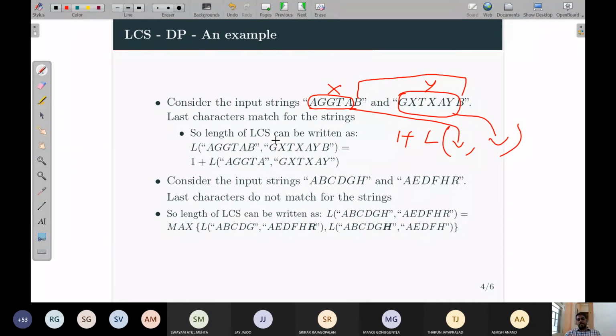So the length of LCS can be written as the length of this, which is what we are trying to find out, is equal to 1 plus, because already one match, plus recursively call for the remaining part of X and the remaining part of Y. That's it. Now consider the input string.